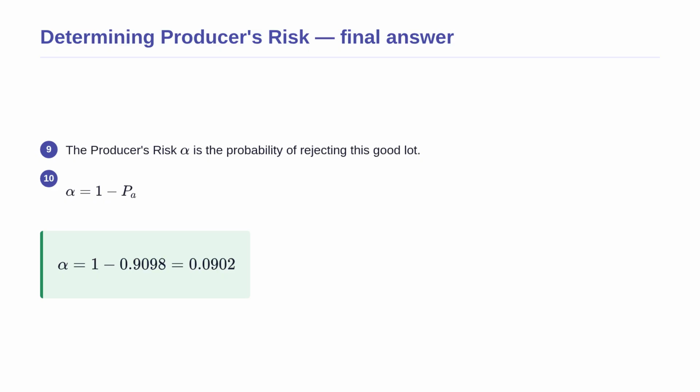We have the probability of acceptance, but we are looking for the producer's risk, which is the probability of rejection. Since a lot must either be accepted or rejected, these two probabilities add up to 1. Therefore, the risk of rejection, alpha, is simply 1 minus the probability of acceptance. Subtracting 0.9098 from 1 gives us exactly 0.0902. This means there is a 9.02% chance that a perfectly acceptable shipment will be unfairly rejected just due to bad luck in the random sample.